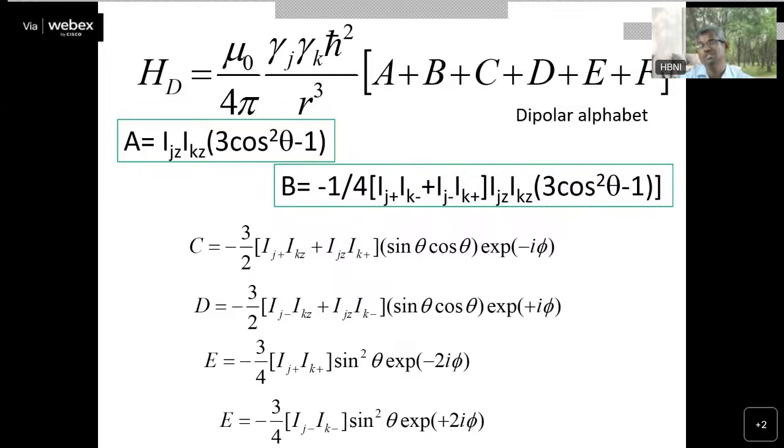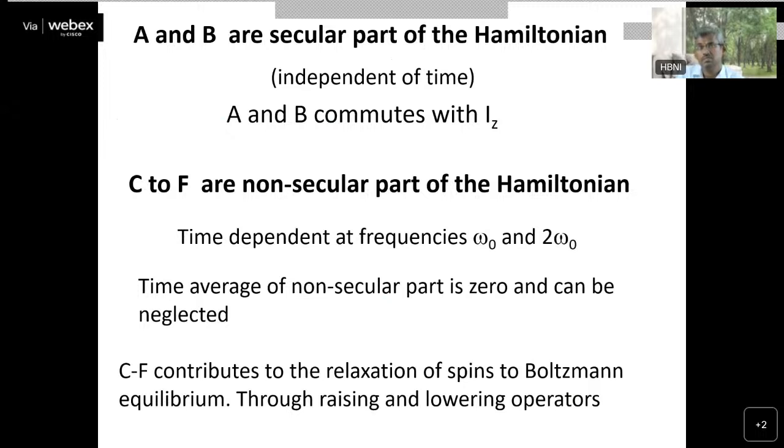So this contribution is less. So other contributions are negligible. They contribute to relaxation, but we will not be considering them further. So A and B, as I have mentioned again, I am repeating this, are the secular part of the Hamiltonian, independent of time. We call it the secular part of the Hamiltonian because it commutes with the Iz operator. And C and C2F are not the secular part of the Hamiltonian, and they have time dependence at frequencies omega 0 and so on. So they are not of meager contribution.